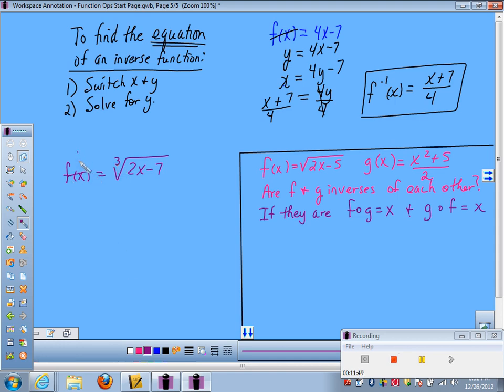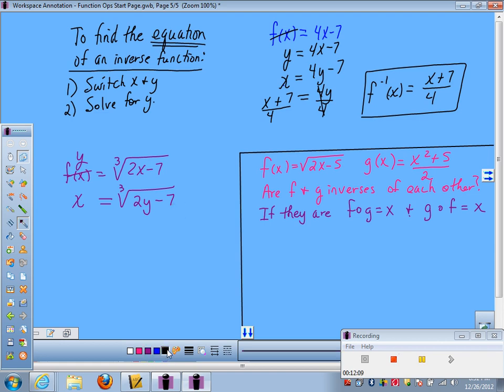Well, number one, I need to think of that as y to start with. So it says switch x and y. So, okay, if I switch x and y, I now have x equals cube root of 2y minus 7. I need to solve for y. Y is inside a root. I can't solve for y if it's inside the root. So how do I get rid of a cube root?